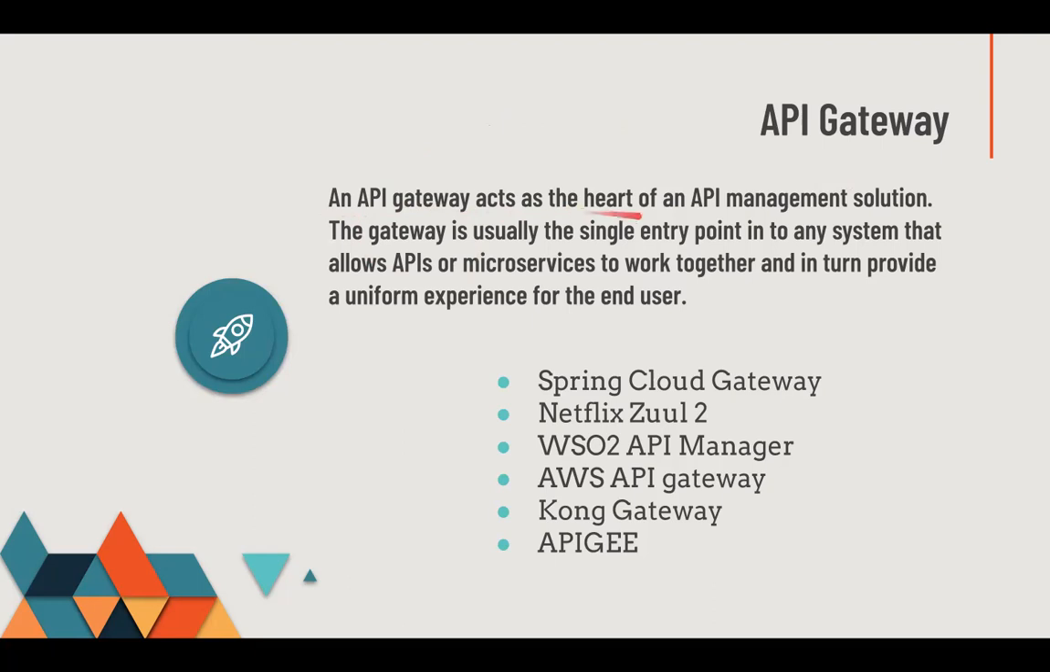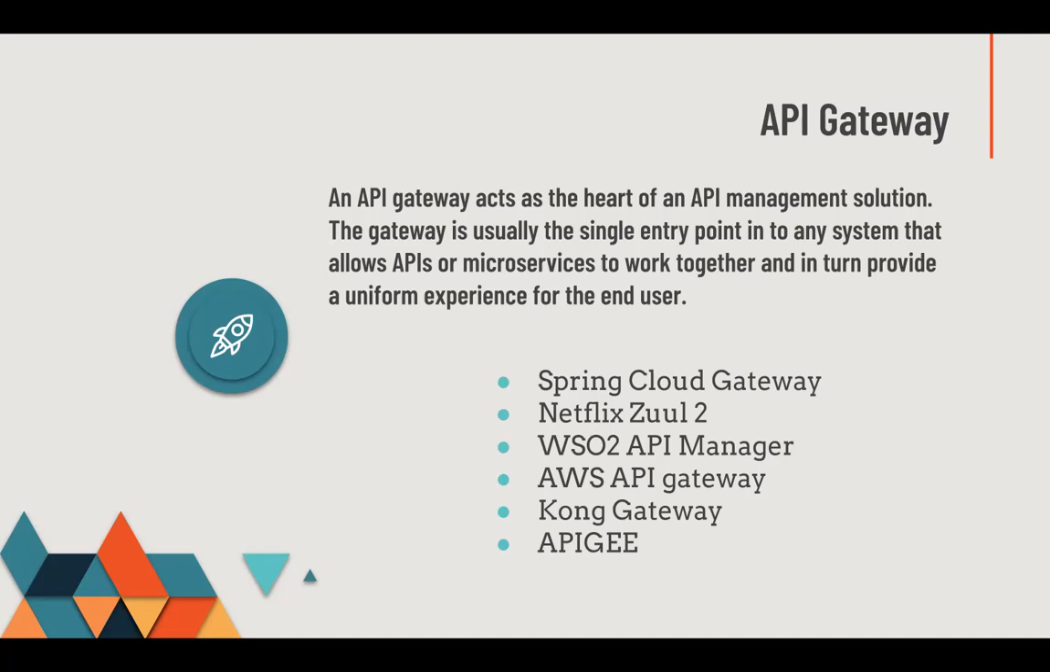An API gateway acts as the heart of the API management solutions. The API gateway is usually the single entry point for any system that allows APIs or microservices to work together and to provide a uniform experience for the end user. As I mentioned earlier, you can see that there will be different microservices going on in different places. The services are not in one single place. They can be hosted in different regions.